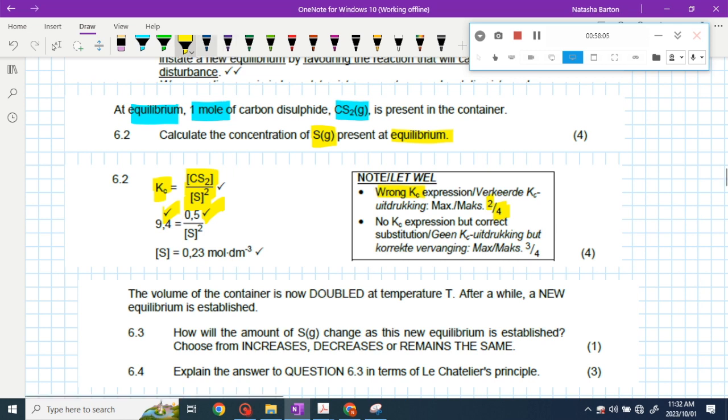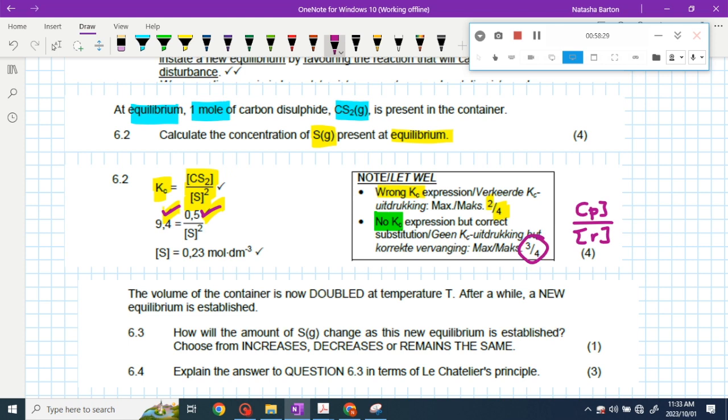If we are looking at the rest of it, it says, if there is no Kc expression, or, guys, if you write down the Kc expression as products over reactants, if you do that, you're going to get a maximum of 3 out of 4 marks. It's all over there, so I'm pointing out things to you guys that you've actually had all along.